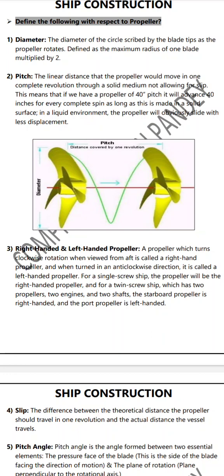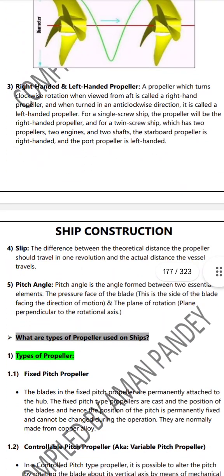A right-handed propeller, seen from aft, moves clockwise when seen from the aft, and the left-handed propeller rotates the opposite way. For a single screw vessel the propeller will be right-handed, and for a twin screw vessel with two propellers, the starboard side is right-handed.